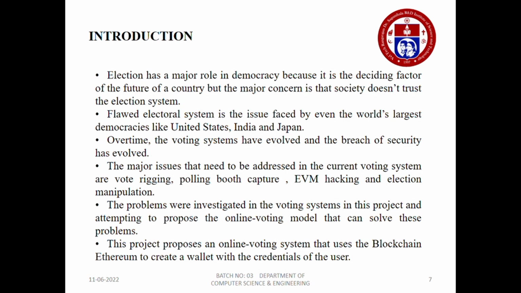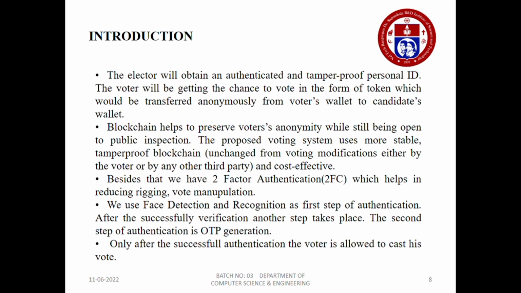This project proposes an online voting system that uses the Ethereum blockchain to create a wallet with the credentials of the user. The elector will obtain an authenticated and tamper-proof personal ID. The voter will get the chance to vote in the form of a token, which would be transferred anonymously from the voter's wallet to the candidate's wallet. Blockchain helps to preserve voters' anonymity while still being open to public inspection. The proposed voting system uses a more stable, tamper-proof and cost-effective blockchain.